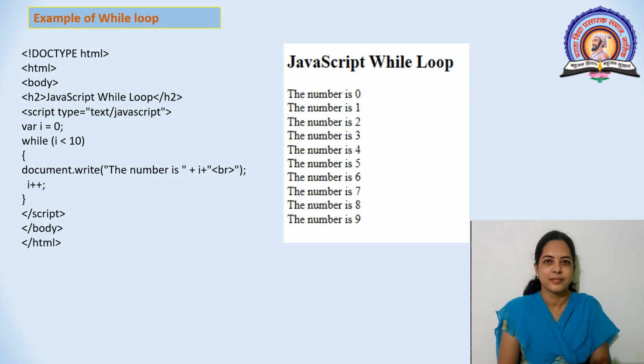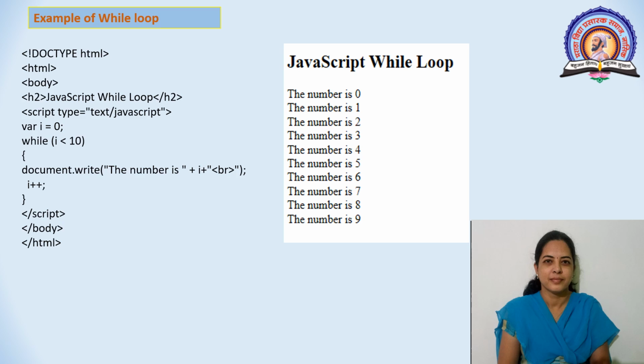One more example of while loop here. Initial value of the variable I is equal to 0, while condition is given here, while I is less than 10. We are writing the number is, means we are writing the value of I, then we are incrementing the value of I by 1, I plus plus. Now when this program is executed, first initial value of I is equal to 0. It will check the condition while I less than 10. So it will print the number is. The value of I is 0. So it will write the number is 0.